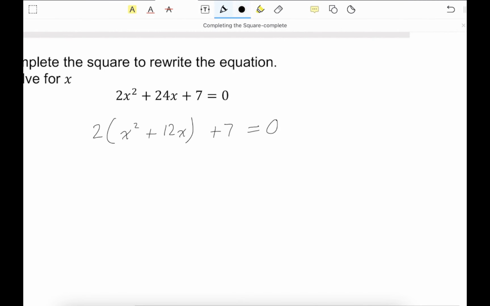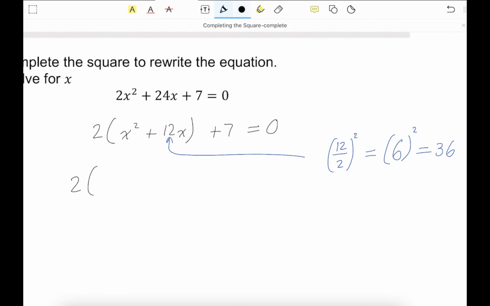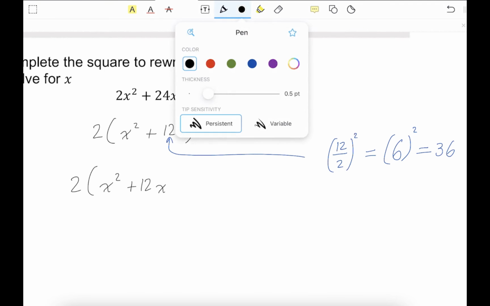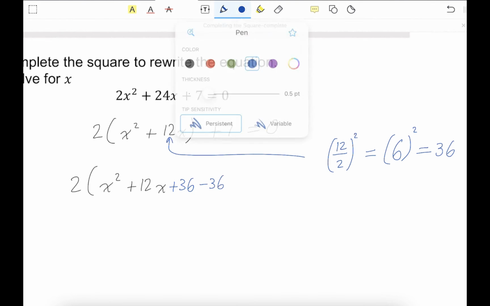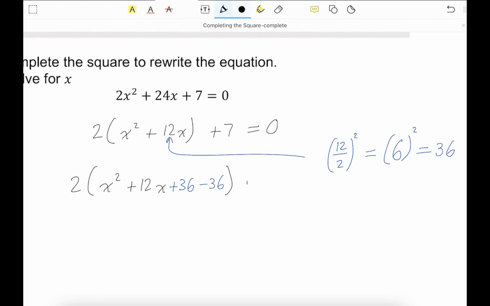Now I look at the coefficient on the linear term, this one here. I take 12 divided by 2, that whole thing squared. This gives me 6 squared, which is 36. I'll use that number and add and subtract it so that I'm adding 0, which doesn't change anything. Add 36, subtract 36, close the parentheses, plus 7 equals 0.